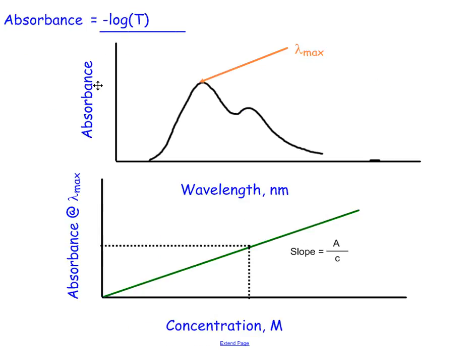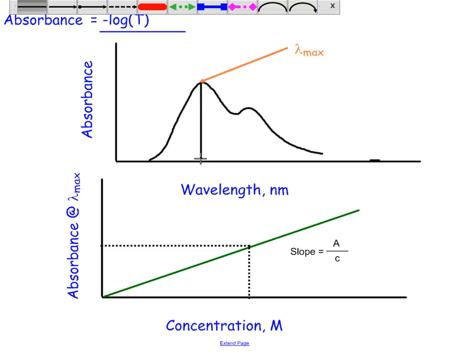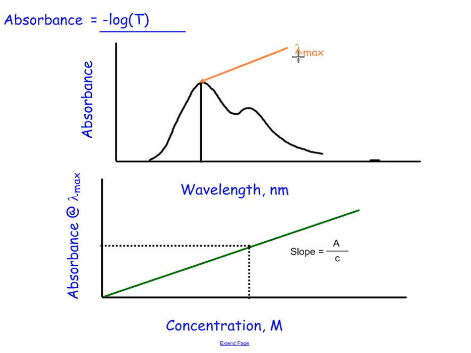Now, transmittance is how the machine operates, but absorbance, which is the negative log of transmittance, is actually more useful to us. It makes a nice graph of absorbance versus wavelength, and at the top of the highest peak, if we read the wavelength right here, that wavelength is lambda max. Lambda is the Greek letter L, and it stands for wavelength in chemistry and physics. So we can find the maximum wavelength.